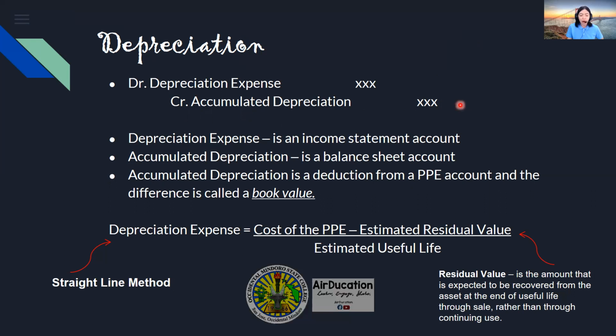So kung halimbawa, bumili tayo ng ref ngayon, nagkakahalaga ng 100,000 at yung ref natin na yan, nagamit na natin for 2 years, sabi natin 10,000 for 2 years, nabawasan yung value niya. So, magiging 90,000 na lang. So, para maging 90,000 si ref, kailangan merong naka-credit na 10,000 sa kanya.